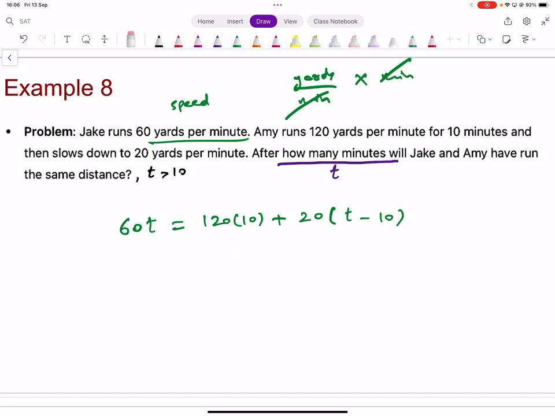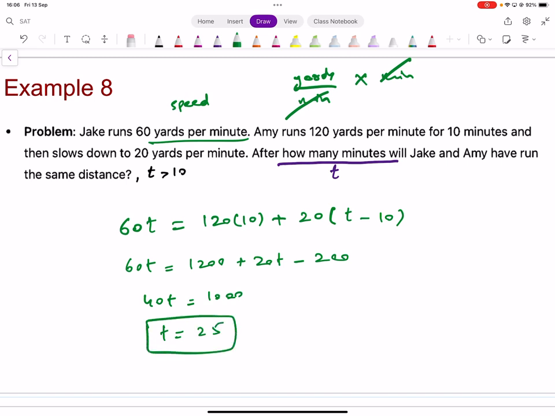Is this all right? And now you can solve this equation, find the value of t that you get from this. 60t equals 1200 plus 20t minus 200. 40t equals 1000 and t equals 25 from this. So it takes 25 minutes for them to travel the same distance.